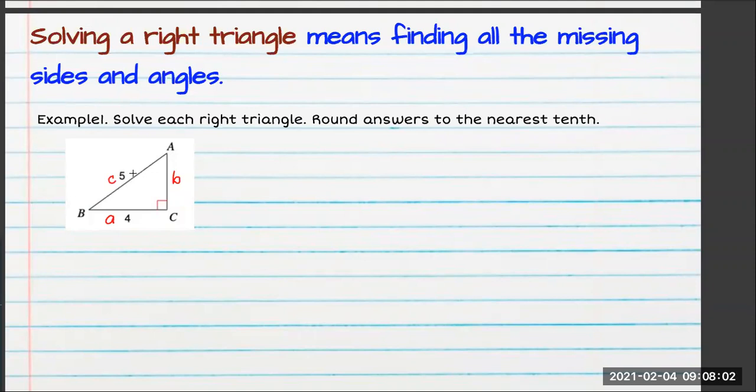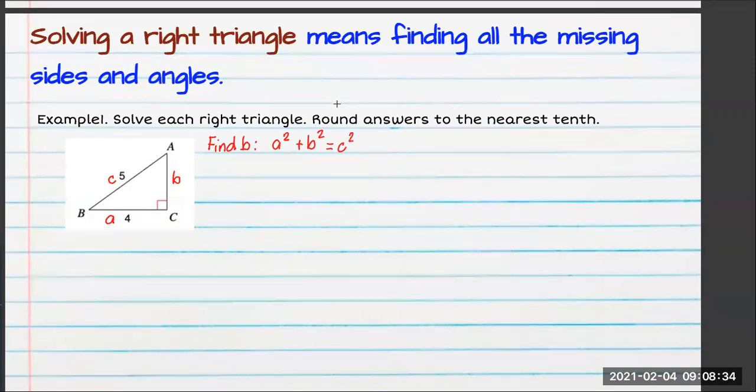Okay? Now, since you are given two sides here, we can always find the third side. So how do you find the third side? Let's find B, which is the third side. What do we use? Pythagorean theorem. So what's the Pythagorean theorem again? A squared plus B squared is equal to C squared.